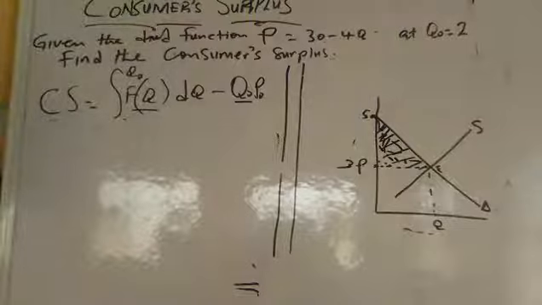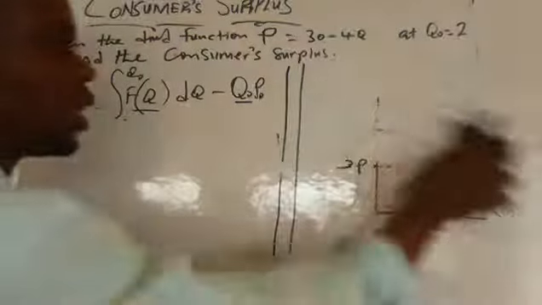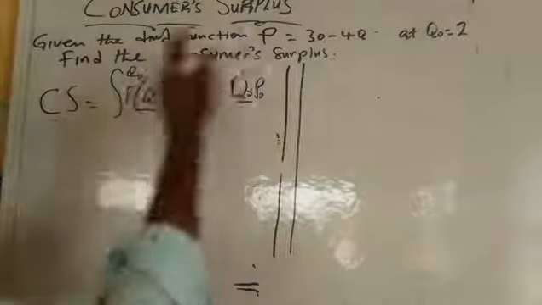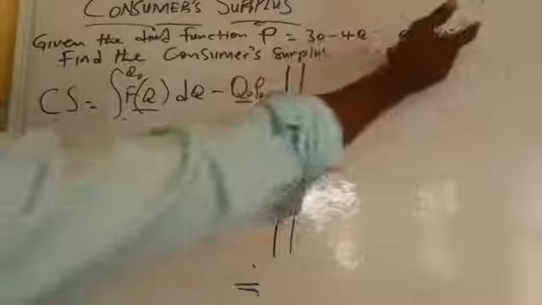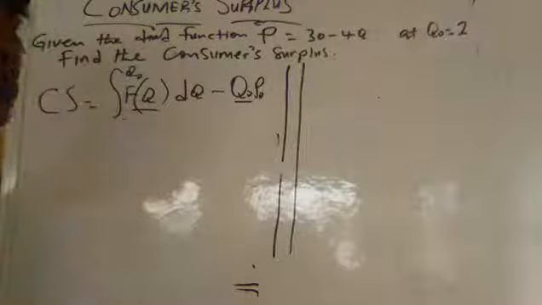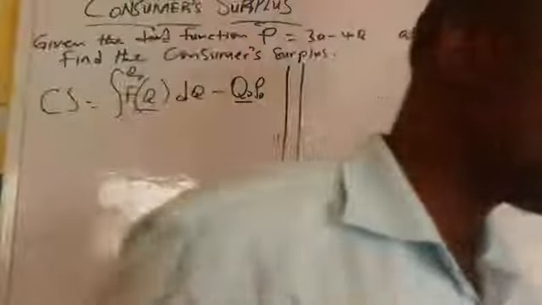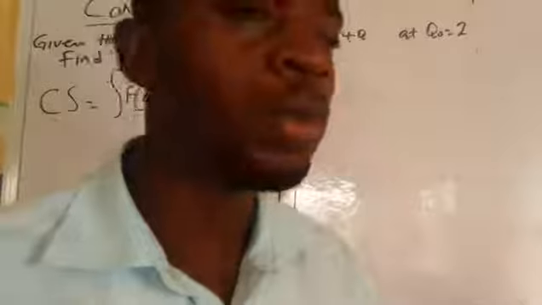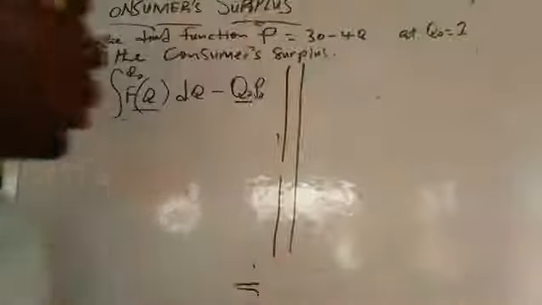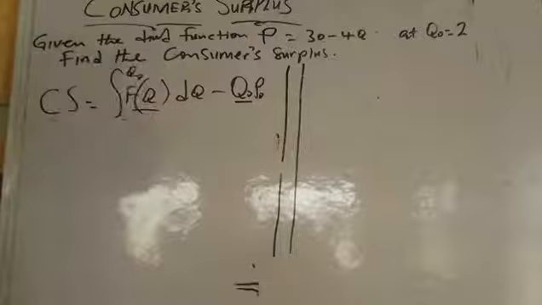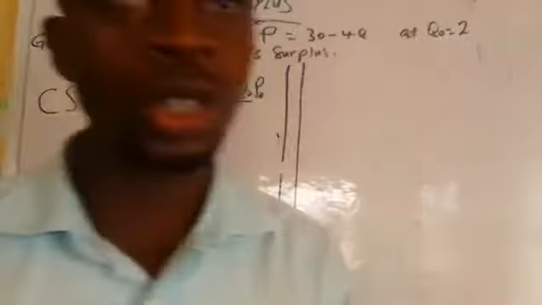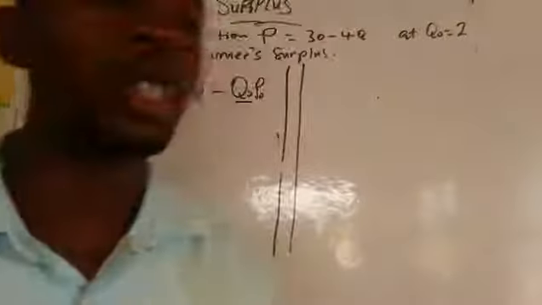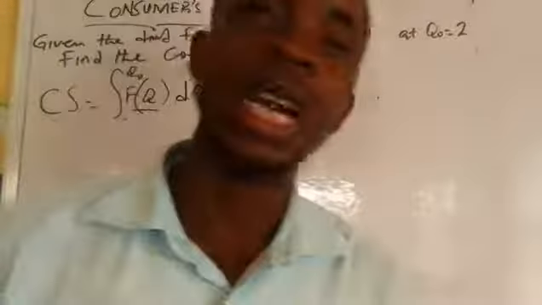Now, if you are given a question like what we have on the board, you are asked to find consumer surplus given the demand function as this, and this Q is the equilibrium quantity. If you want to solve consumer surplus, the very first step is to find your equilibrium quantity and your equilibrium price. Sometimes you'll be given the equilibrium quantity and expected to find the equilibrium price, and sometimes you'll be given the equilibrium price and expected to find the equilibrium quantity.